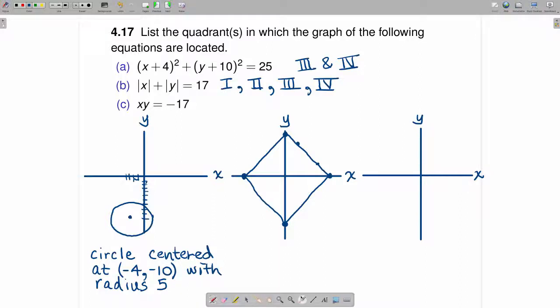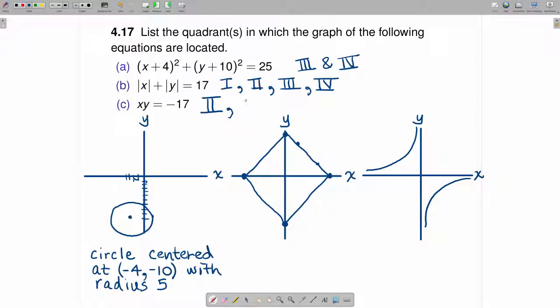For example, you could try x is equal to 1 and y is equal to negative 17. If you do enough of those test points, what you'll find is that this is known as a hyperbola. The hyperbola is going to look something like this. And that occupies the second and the fourth quadrant, and that will be the answer here.